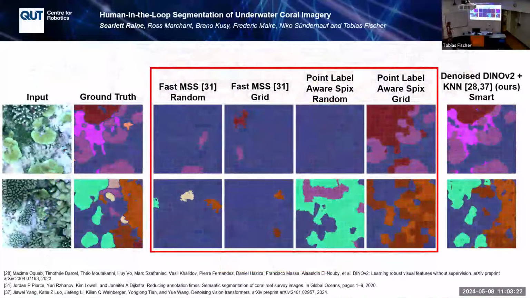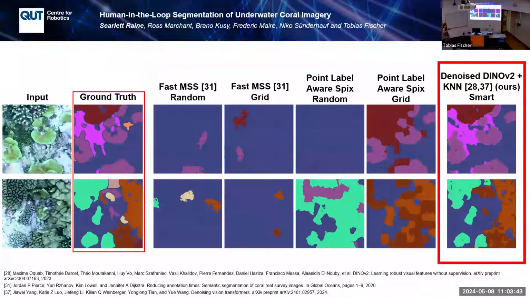And now we have some qualitative results. We can see the prior state of the art is the fast MSS approach, and our contribution 3 is the point label aware superpixels. And what we can see here is for only 5 point labels per image, the performance of these approaches significantly degrades. Whereas if we use the denoised DINOv2 model with KNN, we can still produce really meaningful segmentation masks which closely represent the ground truth.